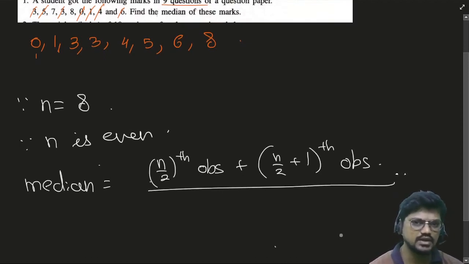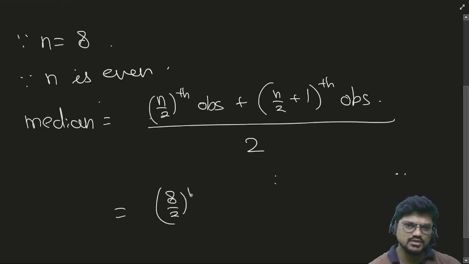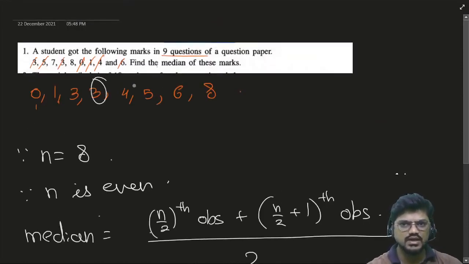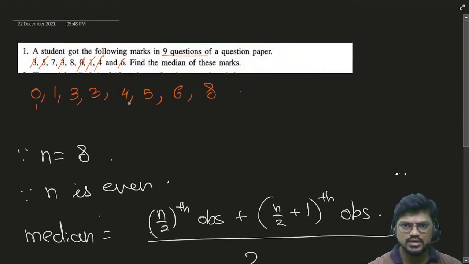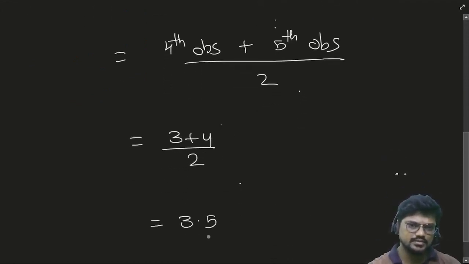So if n is even, then median is the n by 2th observation plus the n by 2 plus 1th observation, divided by 2. That is 8 by 2, the 4th observation, plus the 5th observation, divided by 2. The 4th observation is 3 and the 5th observation is 4. So 3 plus 4 divided by 2. The answer is 3.5. So this is what your median is.